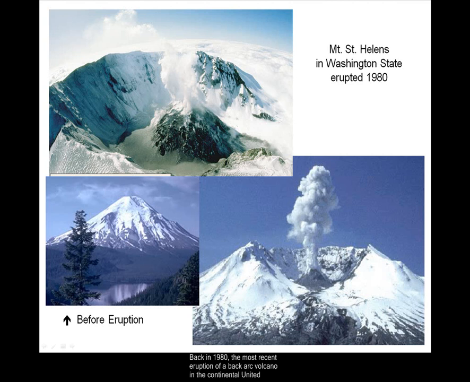Back in 1980, the most recent eruption of a back arc volcano in the continental United States took place when Mount St. Helens in Washington state literally blew its top off. The explosion was so violent it left only a crater and a newly forming lava dome where the top of the mountain once was. I have included in this lesson a videocast of the Mount St. Helens eruption to give you a better idea of what a back arc volcanic eruption is like.